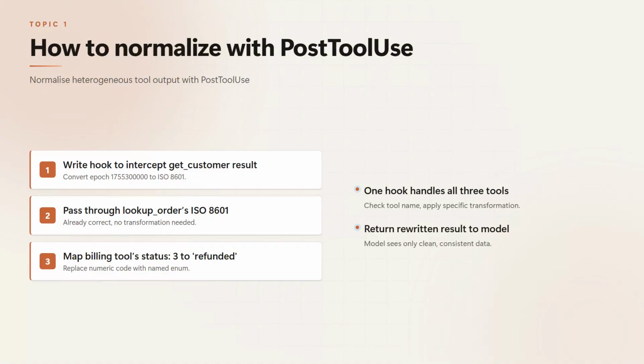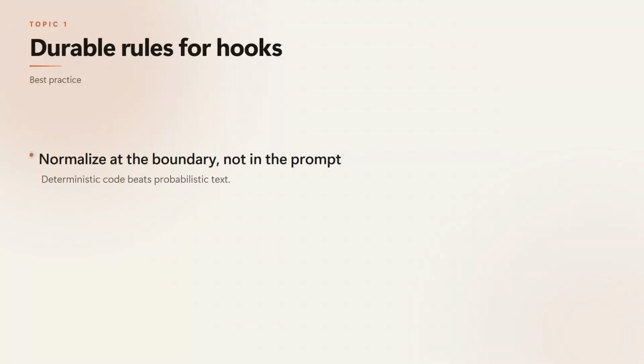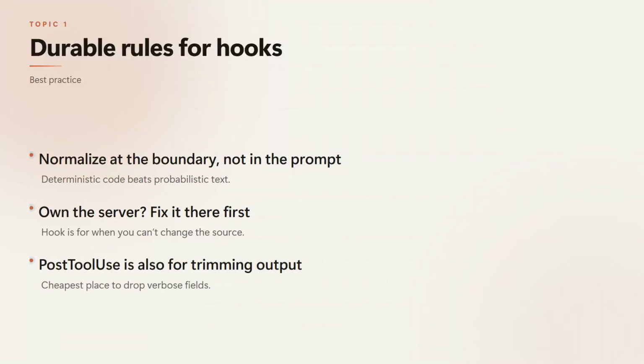The alternative of putting format instructions in the system prompt loses because it costs tokens every turn and the model can still get it wrong. The other two tools follow the same pattern, they're on the page. The durable rule: always normalize heterogeneous data at the boundary with deterministic code, never in the system prompt. Prompt side instructions are probabilistic and consume tokens on every turn. A hook runs once, for free, and cannot be misinterpreted.